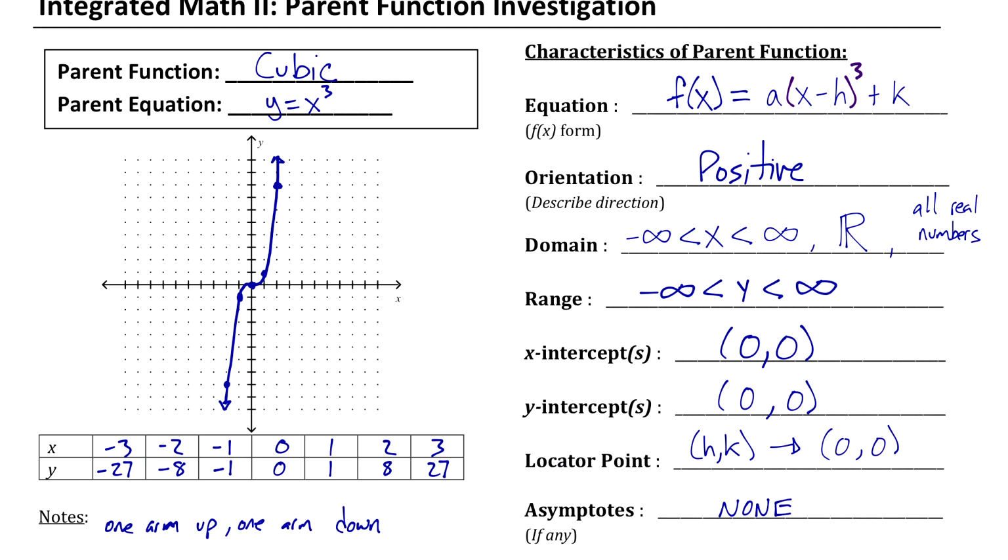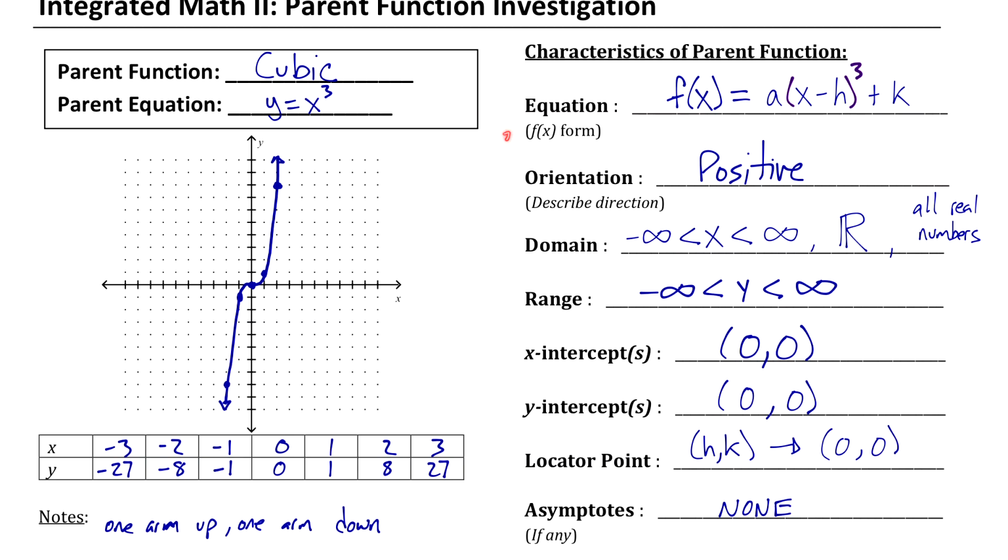But we describe a graph, or its orientation, based on how it ends. So imagine we're reading left to right. If we're going left to right, when we head in a positive direction, where is the graph going? We'll notice the graph is going up in a positive direction. And not only is it going up, it keeps getting wider, going to the right. So it's going up and to the right, that's a positive orientation.